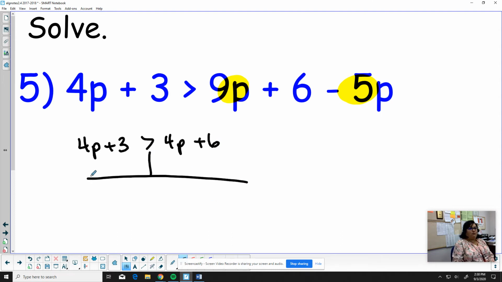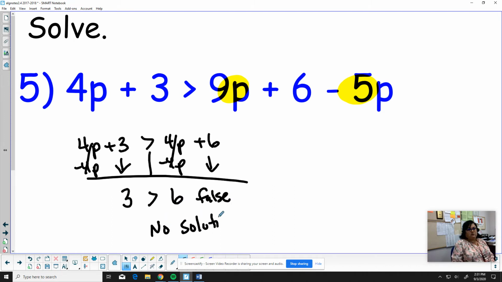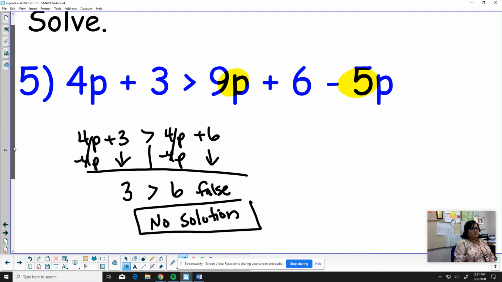And then I would move my 4p, so subtract 4p. And both of these cancel. So I know this is either no solution or infinitely many solutions. I know it's one or the other. I just have to figure out if the constants make a true statement or not. So 3 is greater than 6. Is 3 bigger or greater than 6? No, it's not. This is a false statement. 3 is less than 6. So the answer here is no solution. And again, what no solution means is that there's no number that you can put in for p that will make the inequality true.